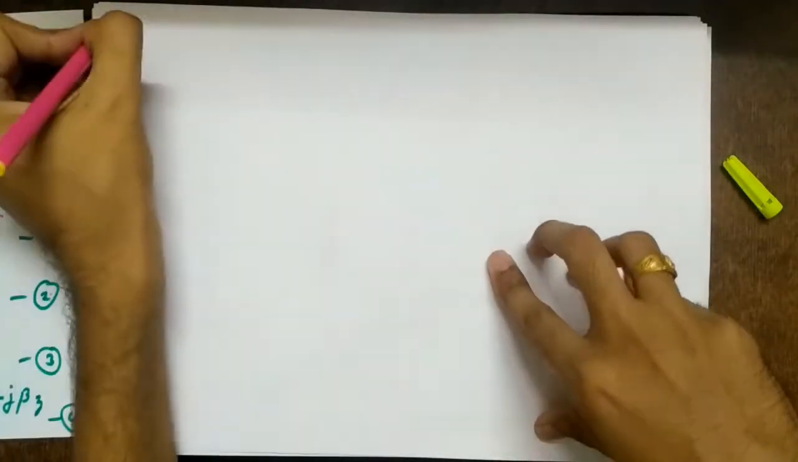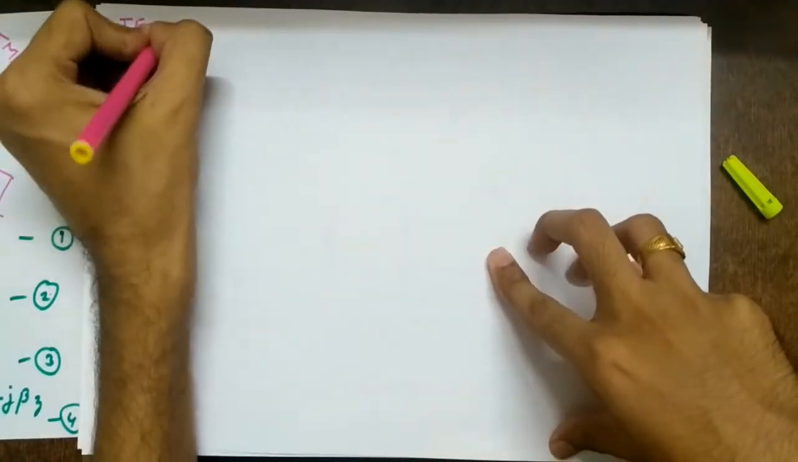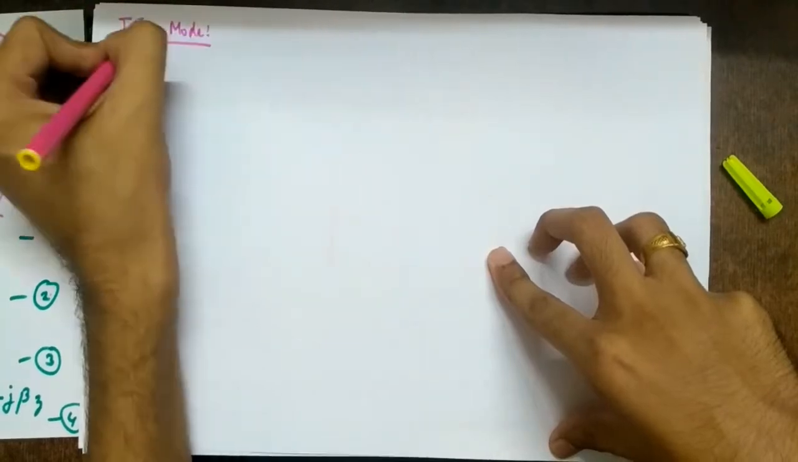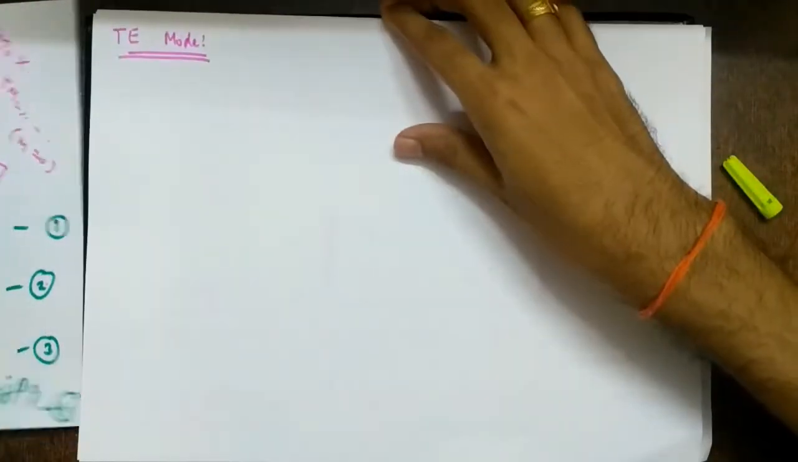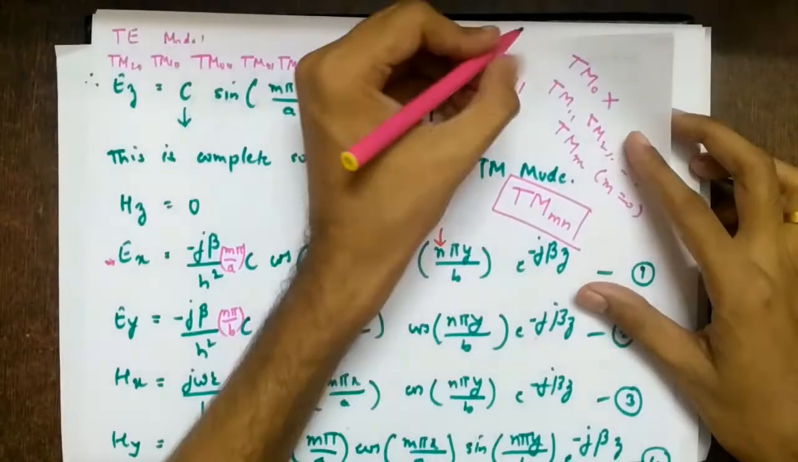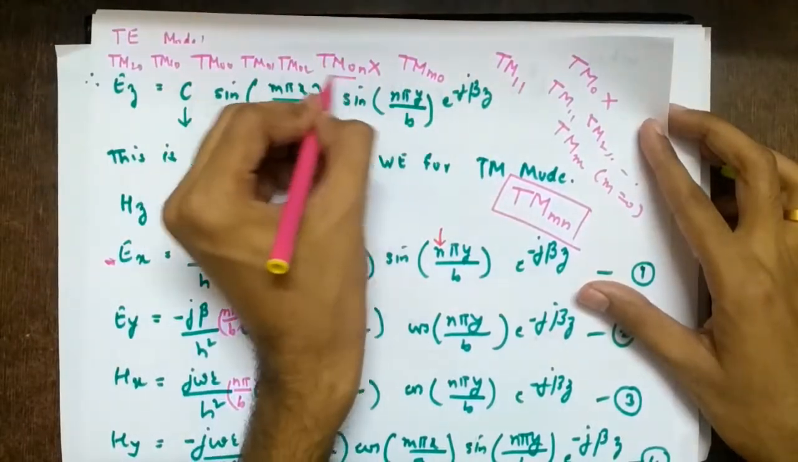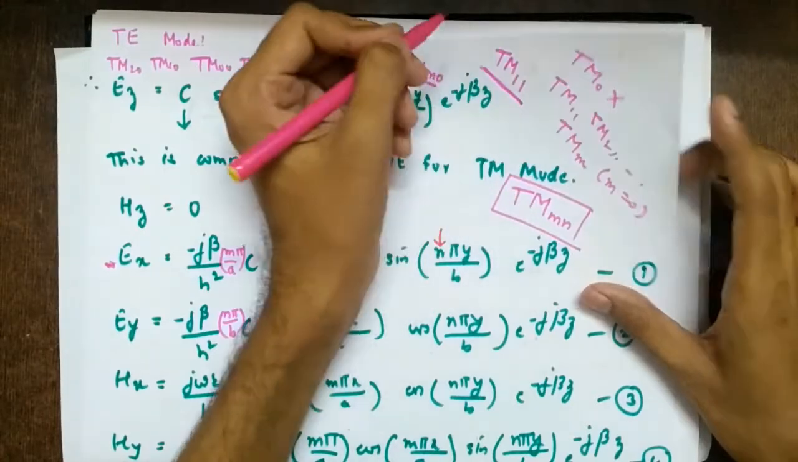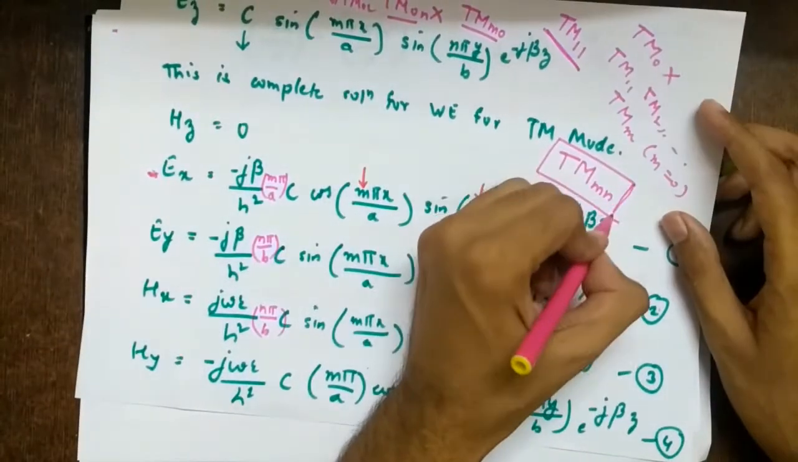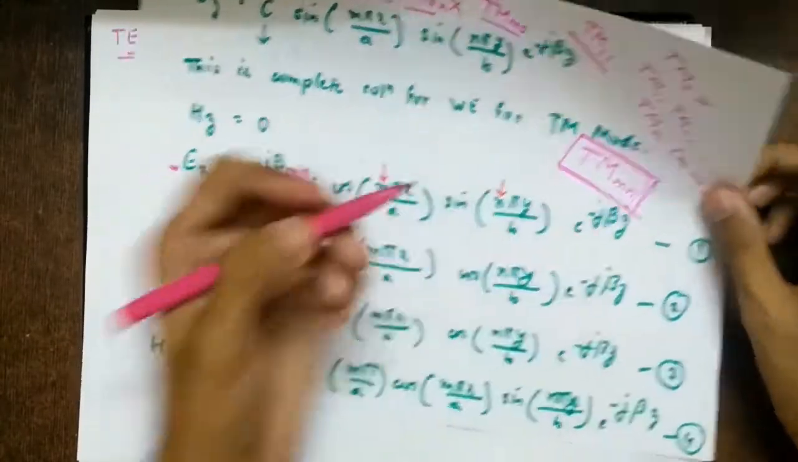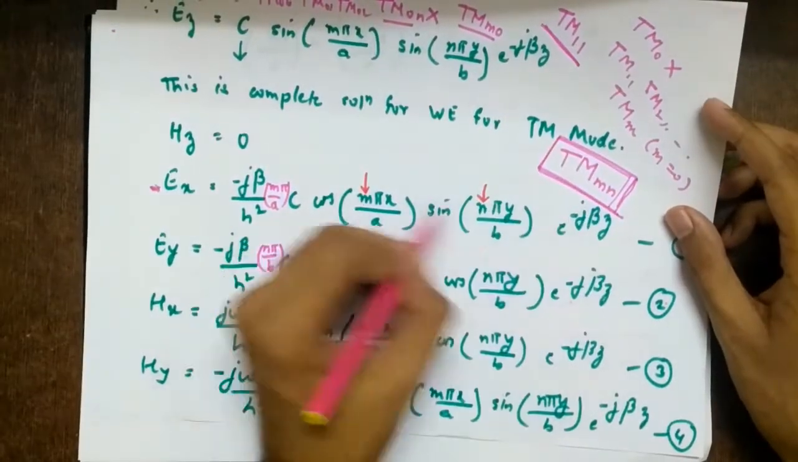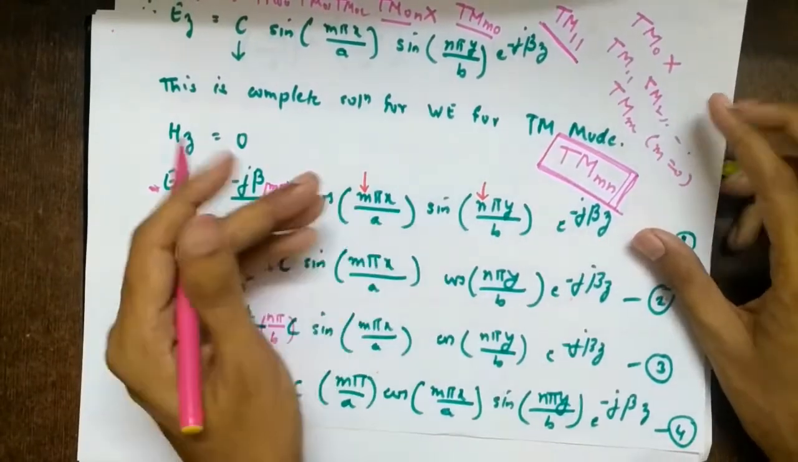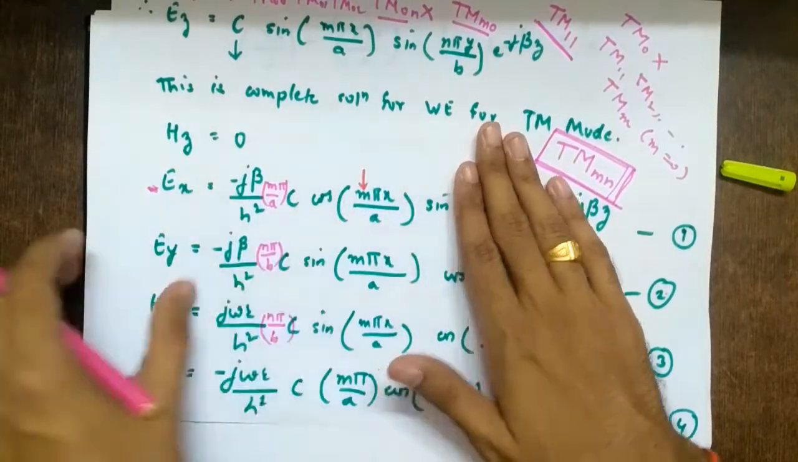Similarly, we'll see the transverse electric, that is the TE mode, right? So what is our conclusion again from the TM mode? That TM0N and TMM0 modes cannot exist. So the lowest order mode is TM11, right? And this type of mode is called in general TMMN. Why is it TMMN? Because we have two indices, M and N. In the parallel plane waveguide, we had only one index. Okay, so let's see the TE mode.